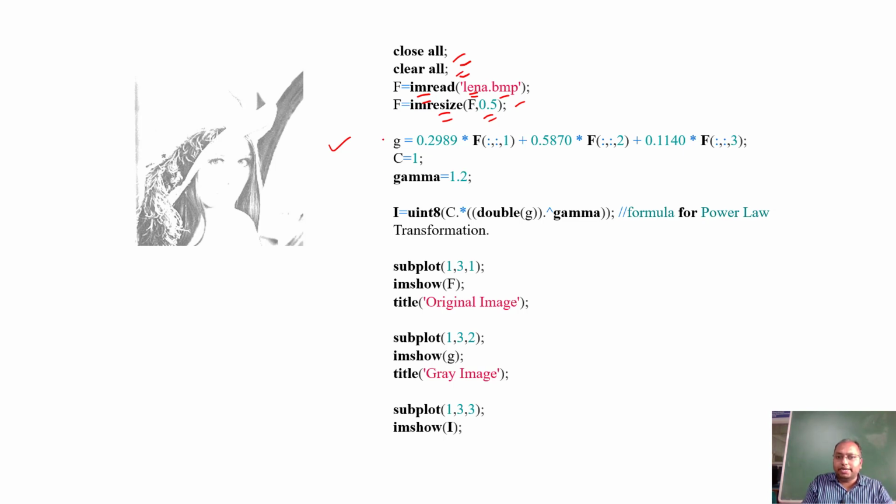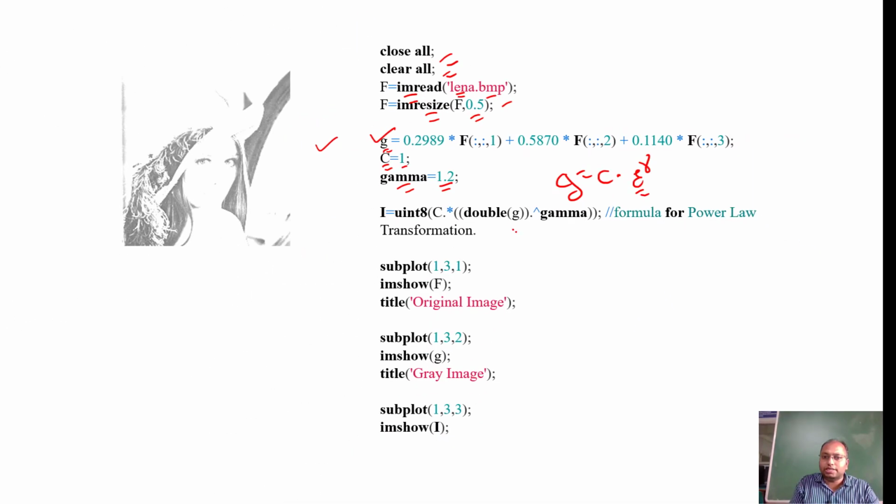Then we have converted that RGB image into gray level intensities. Let us say C is equal to 1 and gamma value is equal to, let us say, 1.2. Then we are going to compute G is equal to C into R raised to gamma. R is nothing but your pixel information, that is G. What does the dot represent? The dot represents element by element raised to power, element by element raised to gamma.